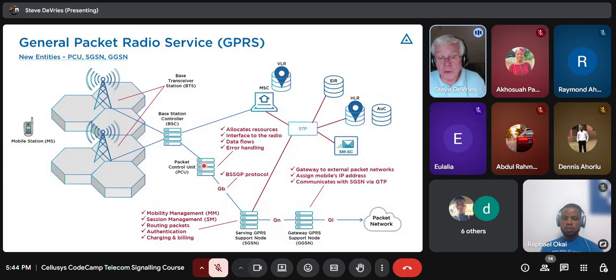The packet control unit would talk to this serving GPRS support node right here with a separate protocol called the base station subsystem generic protocol, BSSGP. This was a brand new protocol here now. This was called GTP, GPRS tunneling protocol. Think of it as a pipe or a tunnel, and your data packets would go inside that tunnel. It's kind of like how a VPN works today.